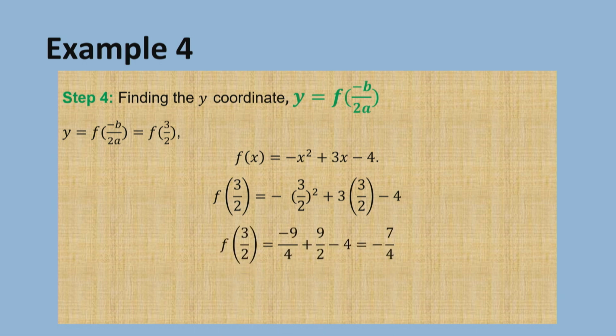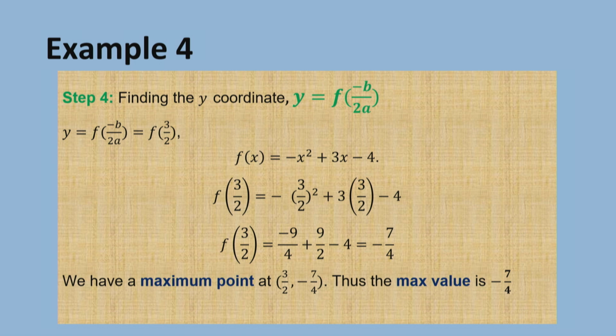And when we simplify, we have minus 9 over 4 plus 9 over 2 minus 4, which will give minus 7 over 4. So we have a maximum point at 3 over 2 and minus 7 over 4. Thus, the maximum value will be negative 7 over 4. So this was the first method, that is the vertex method.